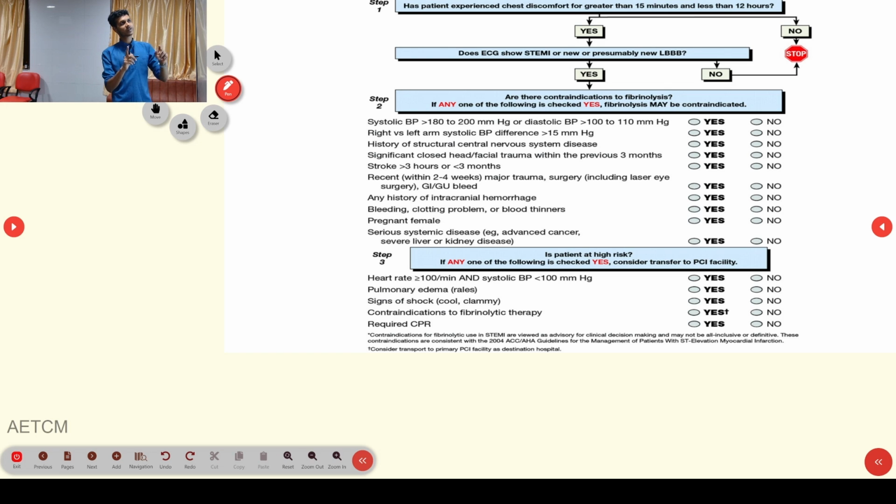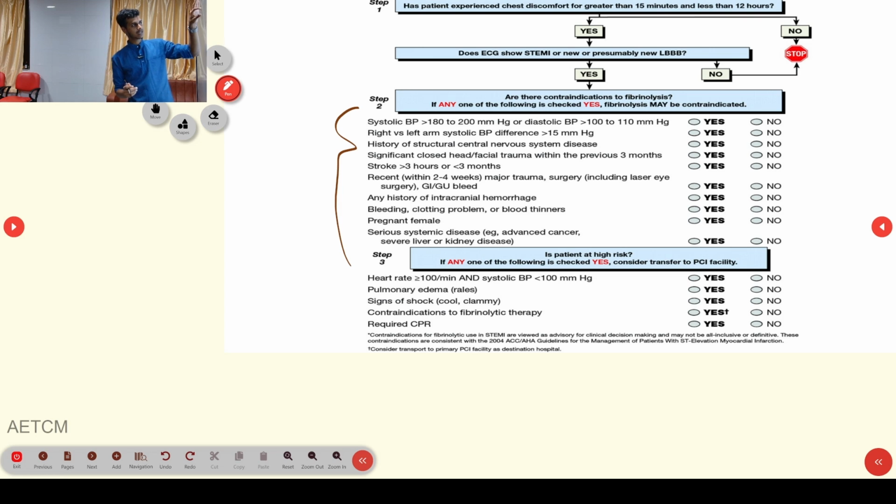First, step one, you have to identify whether the person has chest discomfort greater than 15 minutes and less than 12 hours. Second, if yes, it means in the ECG you are finding STEMI. If yes, then you have to check for any contraindication for fibrinolytic therapy.